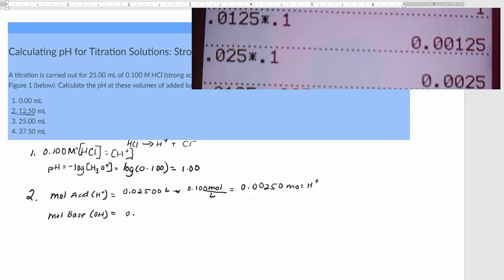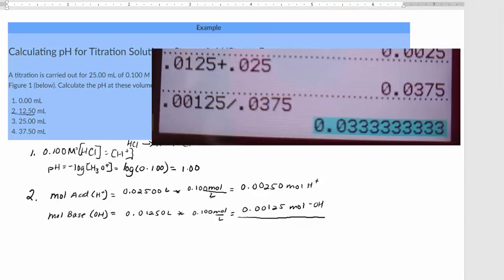For my moles of base, I'm going to take the volume that I was given, my 12.5 milliliters, so 0.01250 liters. I will multiply that by the concentration that was given for the sodium hydroxide, and I have 0.00125 moles of my base. Now they are going to neutralize each other, so we will subtract the moles of the base from the moles of the acid, because that's how many moles of acid have been neutralized by the base. So I have 0.00125 moles of acid remaining.